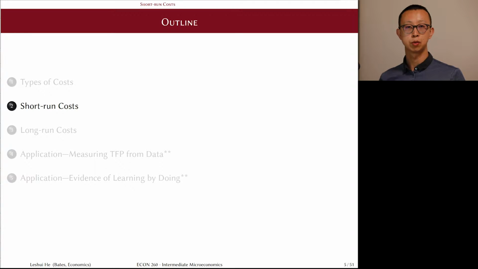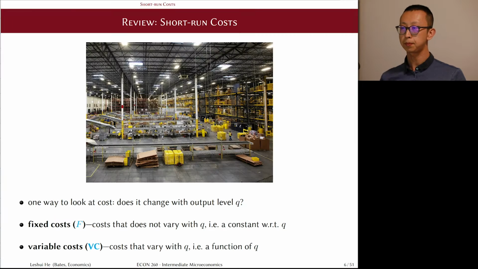Now let's delve into the short-run costs, where some inputs are fixed. Because some inputs are fixed in the short run, their costs don't really change. Using our previous example about UPS, in the short run, they cannot change the number or the sizes of their warehouses. In that case, all costs related to the warehouses are fixed. It does not vary if UPS delivers millions of packages or just hundreds of them.